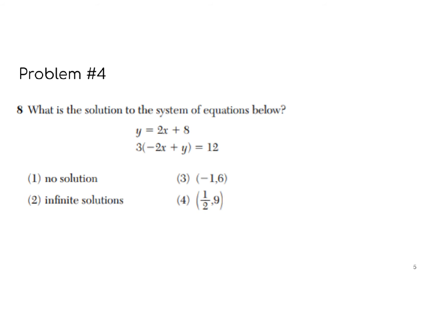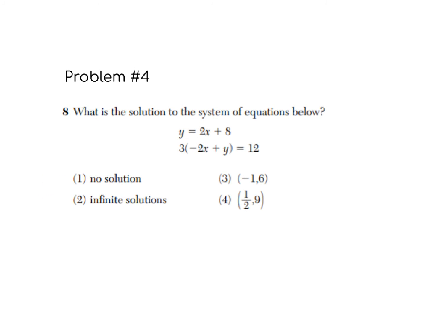All right, what is the solution of the system of equations below? You have y equals 2x plus 8, and you have another equation that's not in y equals mx plus b form. You could take the time to solve this right away, but you could also review that no solution means that they are parallel lines. That means they have the same slope, but a different y-intercept. Infinite solutions means they are the same line. And then two possible solutions. So I'm just going to simplify this one, and I'll have negative 6x plus 3y equals 12. I'll solve for y to get it in y equals mx plus b form.